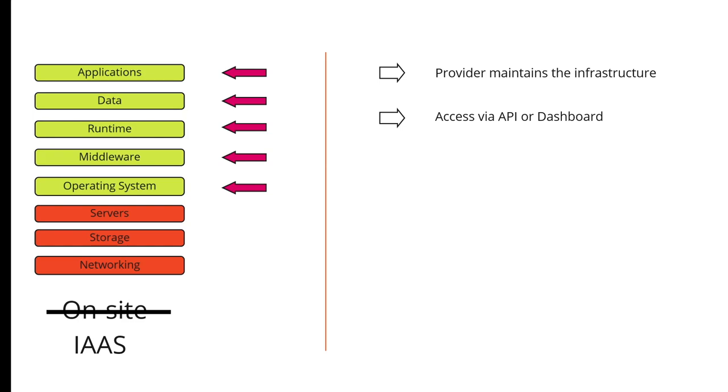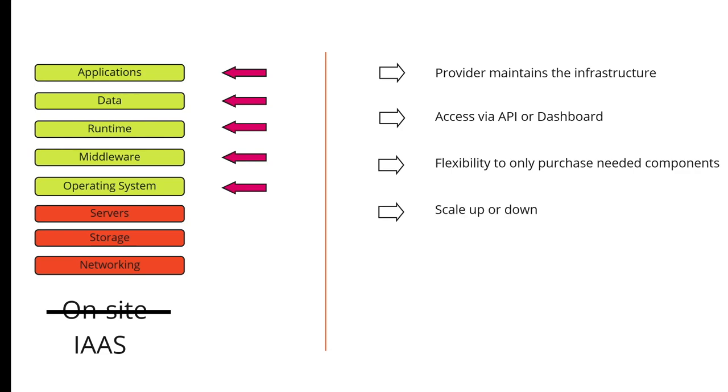So IaaS customers use hardware via internet connection and they pay for that use on a subscription basis or pay-as-you-go basis. So IaaS provides the flexibility to only purchase the needed components. So you don't have to pay upfront cost on the entire infrastructure, but rather pay for the components that you use. You have the opportunity to scale the infrastructure up or scale it down depending on the traffic load. Some examples of IaaS providers are Amazon Web Services, Microsoft Azure, and Google Cloud. There are a lot of other providers as well.